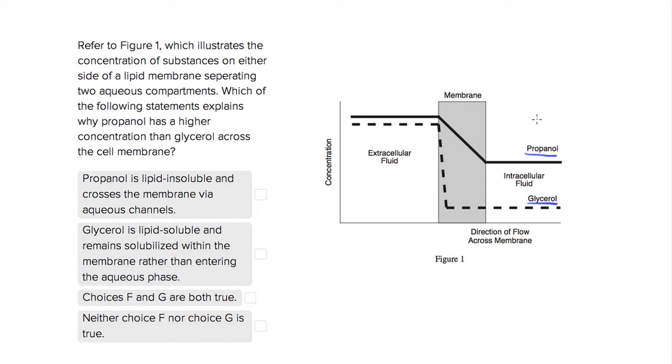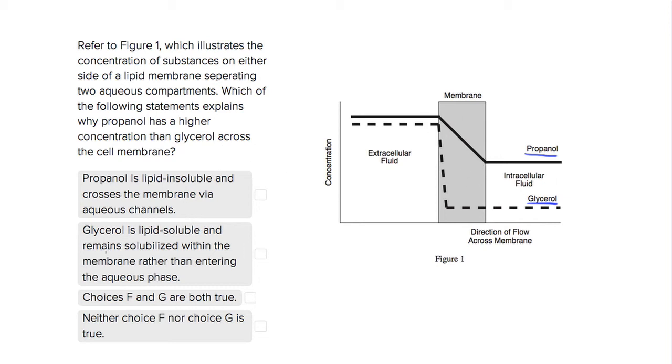So propanol will not dissolve in the membrane, while glycerol will cross the membrane and allow lipids to pass through. So let's look at our choices. Choice 1 tells us propanol is lipid insoluble and crosses the membrane via aqueous channels. That makes sense because it's insoluble. It's a solid line. It won't allow lipids to pass through it. So that's going to be true.